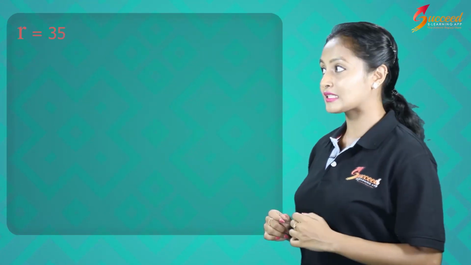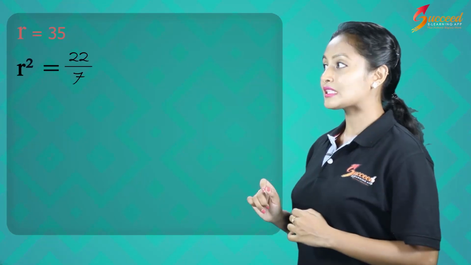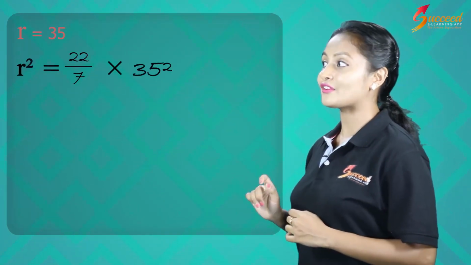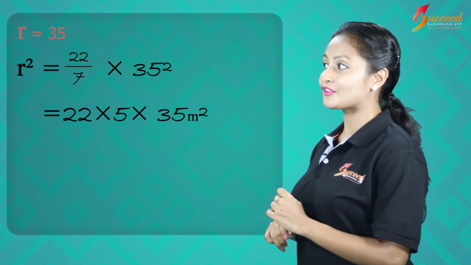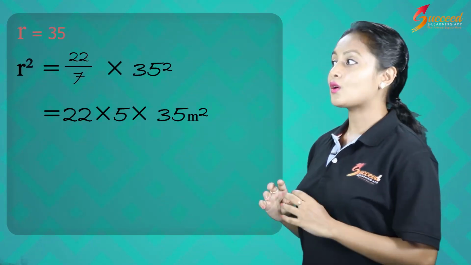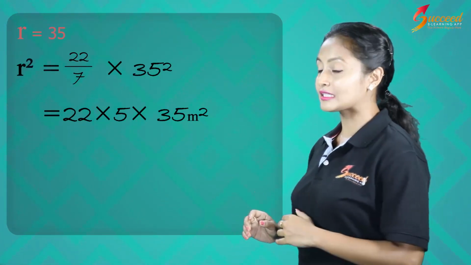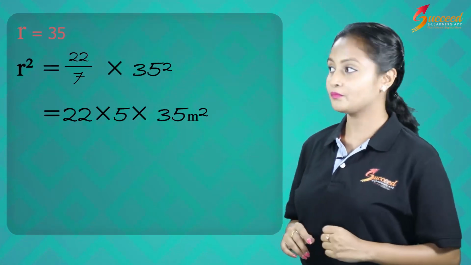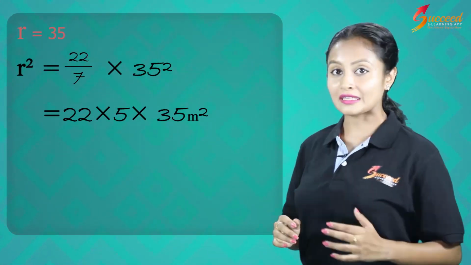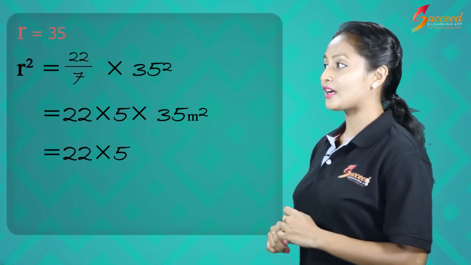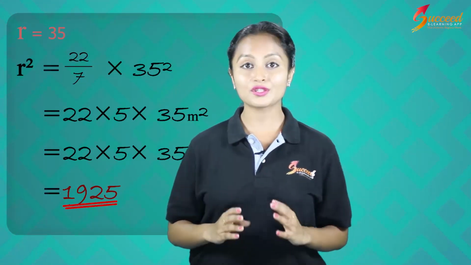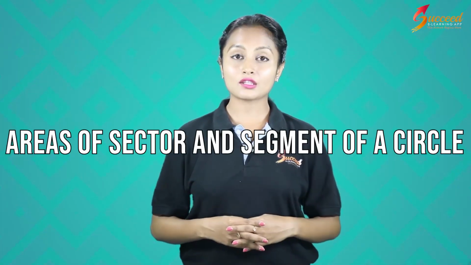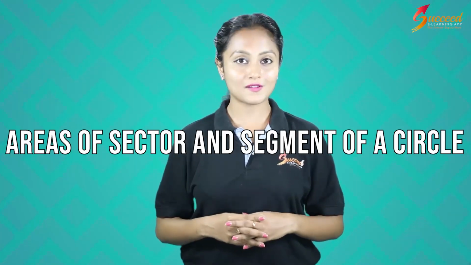Substituting it here and also substituting the value of pi, we get pi r square is equal to 22 divided by 7 into 35 square. So, this is equal to 22 into 5 into 35 meter square. Now, the cost of ploughing 1 meter square of the field is being given as 50 paise. So, the total cost of ploughing the field will be equal to 22 into 5 into 35 into 0.5, which is equal to 1,925 rupees.